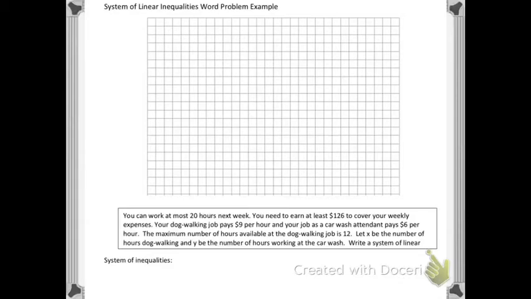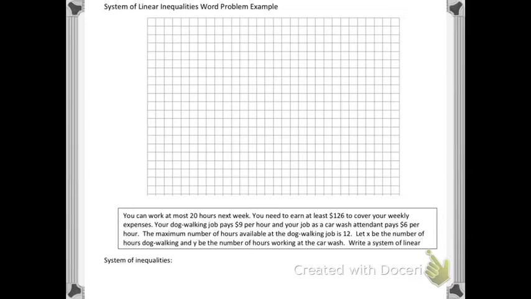This is our last lesson in Unit 2. So after this, we've learned everything that's going to be on the DCA. This is a system of linear inequalities word problem. We've done word problems with systems of equations, but this one has inequalities.